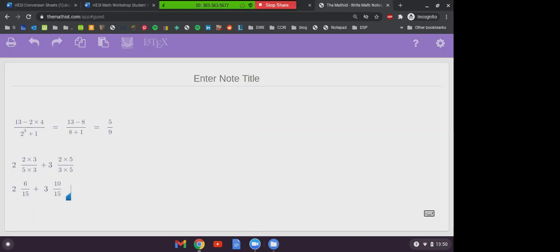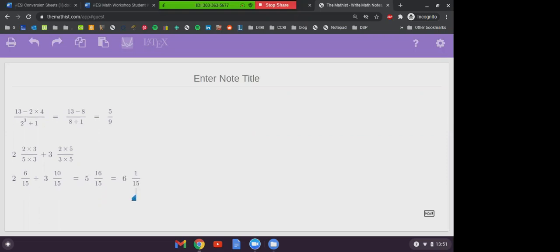Okay, so now I have 2 and 6/15 plus 3 and 10/15, which is going to give me 5 and 16/15. And 16/15 is improper. So I say to myself, how many times does 15 go into 16? 1, which will make that 5 into a 6. And how many are left over? 1 out of 15. So that's one way you could do it.